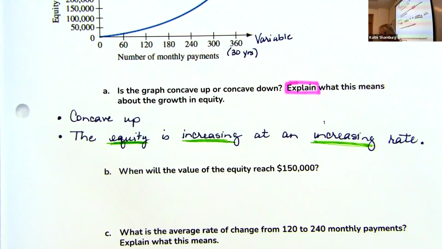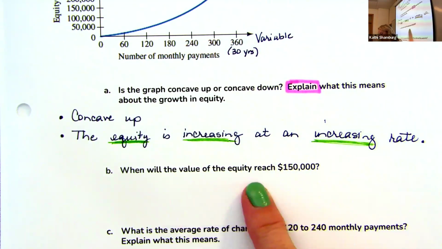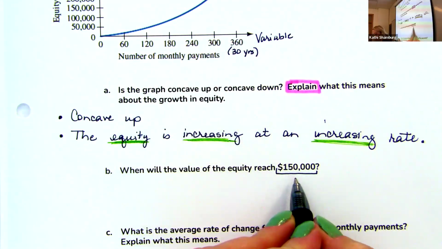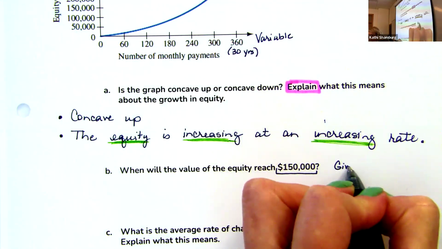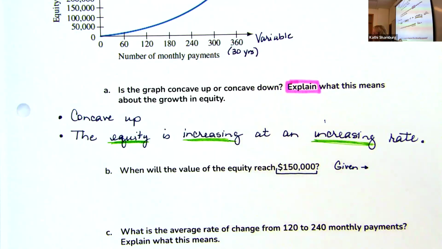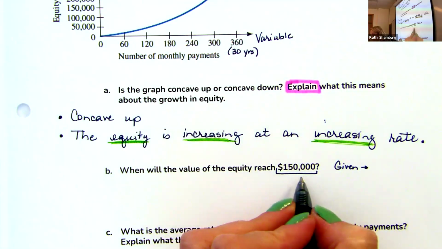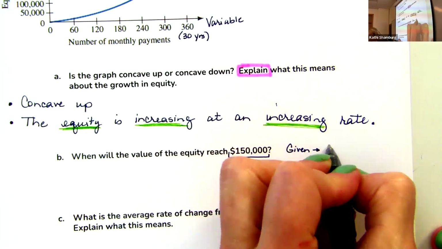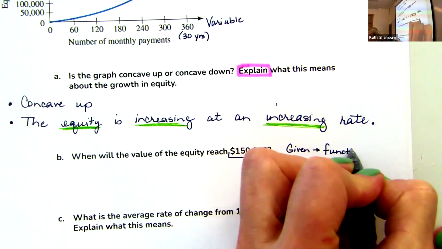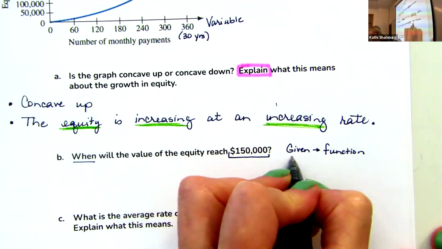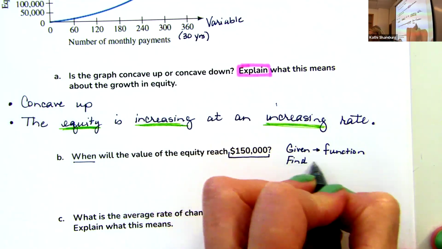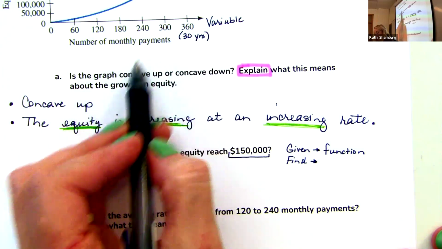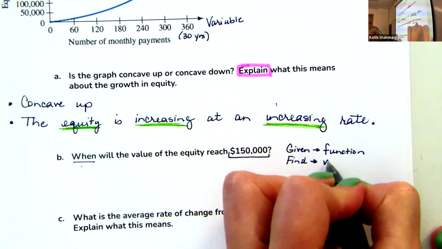All right. This says, when will the value of the equity reach $150,000? Okay, so they gave me $150,000. So were we given function or variable? Function, because 150,000 is dollars, which is over here. So we were given function. So when it says when, it is asking us to find how many payments in. So it's asking us to find the variable.